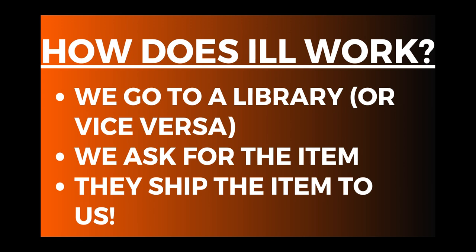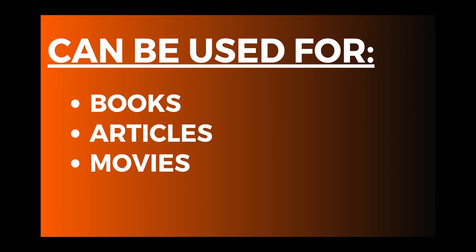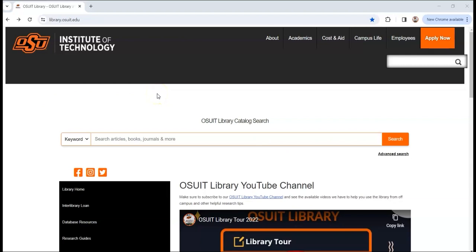Interlibrary Loan, or ILL for short, is kind of like how it sounds. If we don't have a book or an article, we can borrow it from another library within our network, and vice versa. They can also borrow things from us. For the purposes of this, I'm going to say that I need an article. So in order to get that article, I first have to fill out the Interlibrary Loan request form.